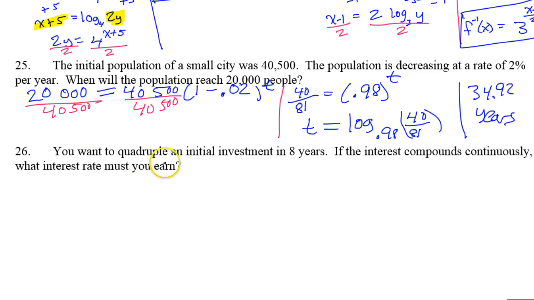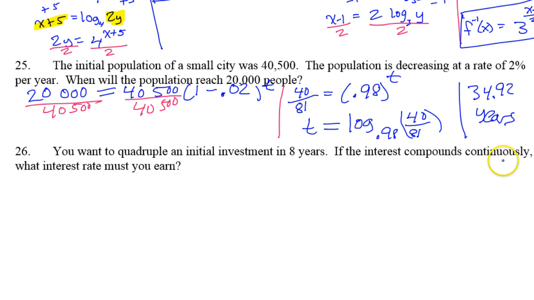So number 26. You want to quadruple your initial investment in 8 years. What does that mean? Quadruple means you want it to be 4 times as much as you have. Yesterday someone was asking me, well, wait, how much are we starting with? It doesn't matter. You can pick any number.